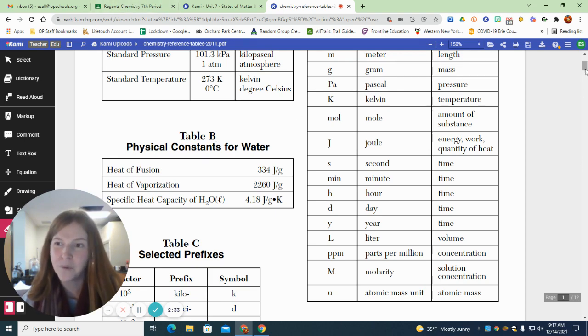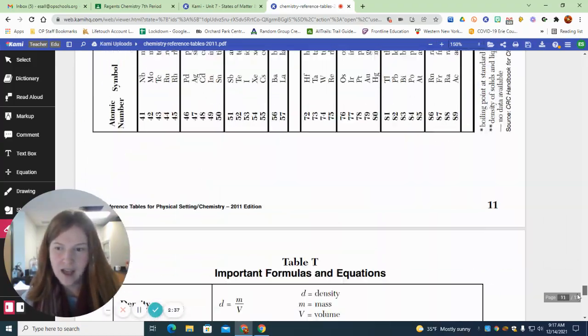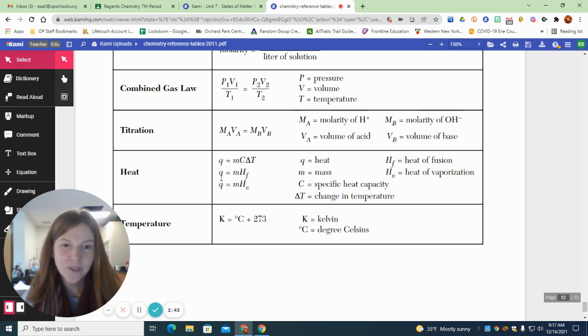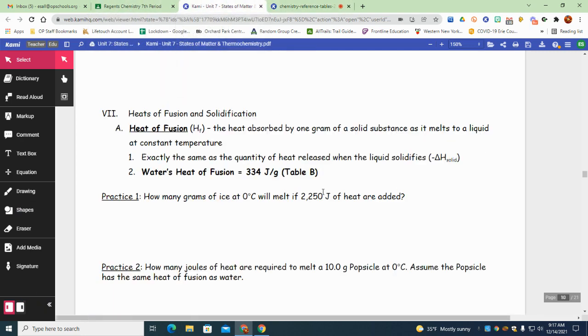Now our formula that we're going to use for our heat of fusion is on the back of our reference table in this heat section. It's this middle guy right here where it says Q equals M, which is mass, times H sub F, which we know when we're talking about water is a constant 334 joules per gram.